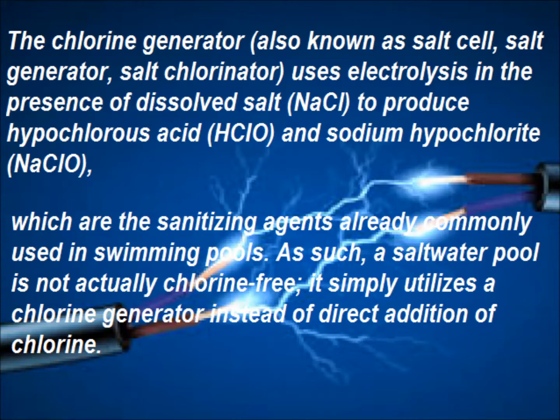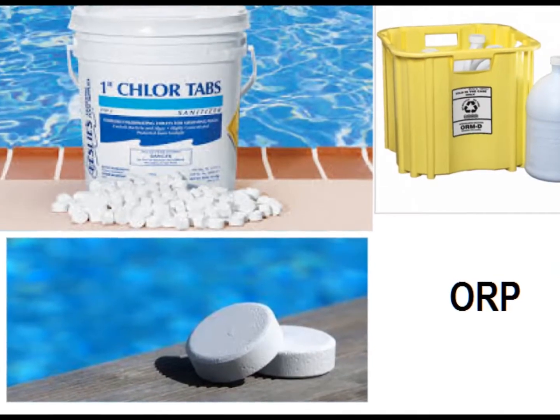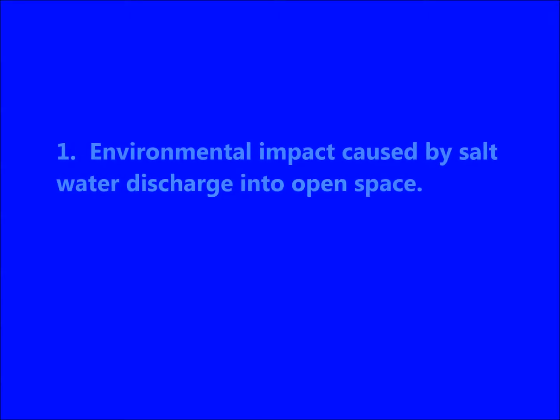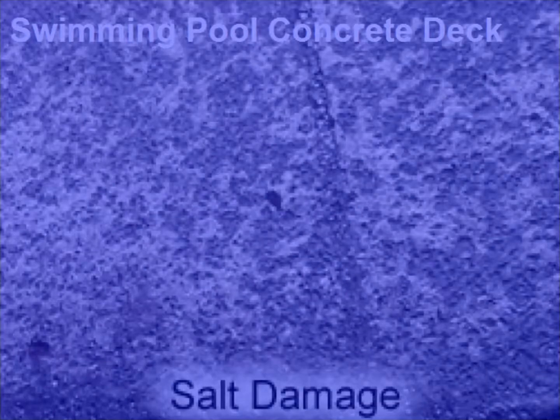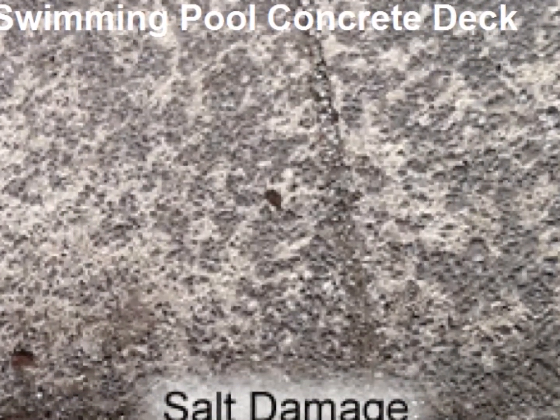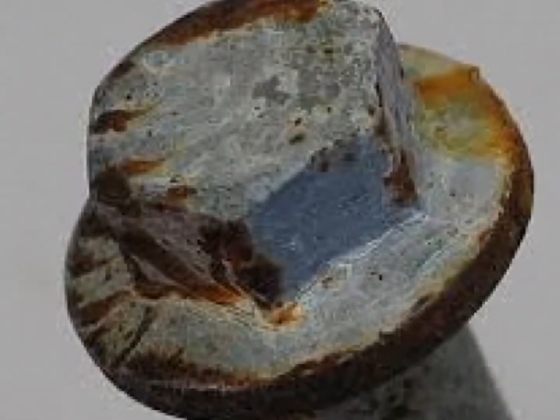The chlorine generator, also known as a salt cell or a salt generator or salt chlorinator, uses electrolysis in the presence of dissolved salt to produce hypochlorous acid and sodium hypochlorite, which are the sanitizing agents already commonly used in swimming pools. Besides the downstream environmental impact of discharging salt water into a natural habitat when pool water is displaced, salt exponentially adds to the decay of the pool and many of its vulnerable components.